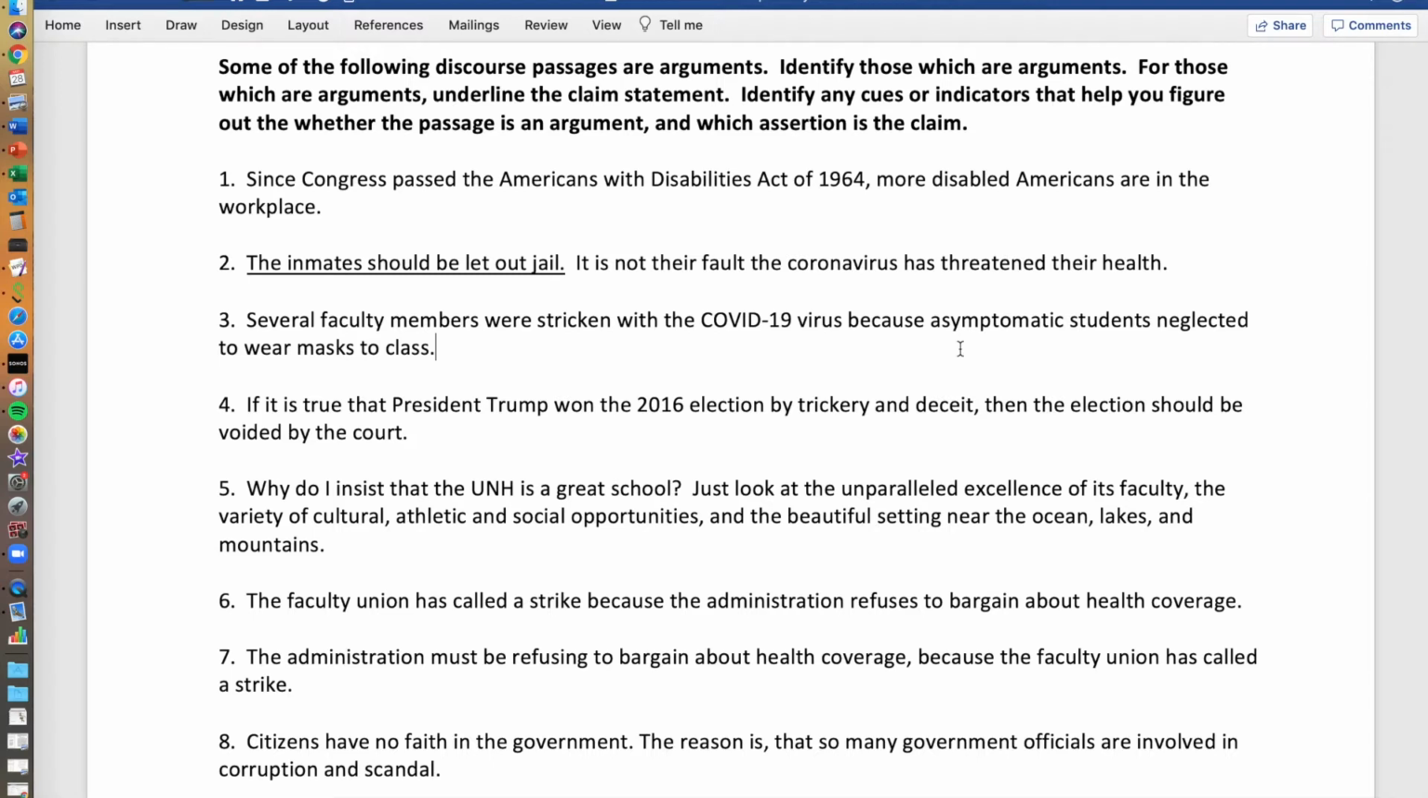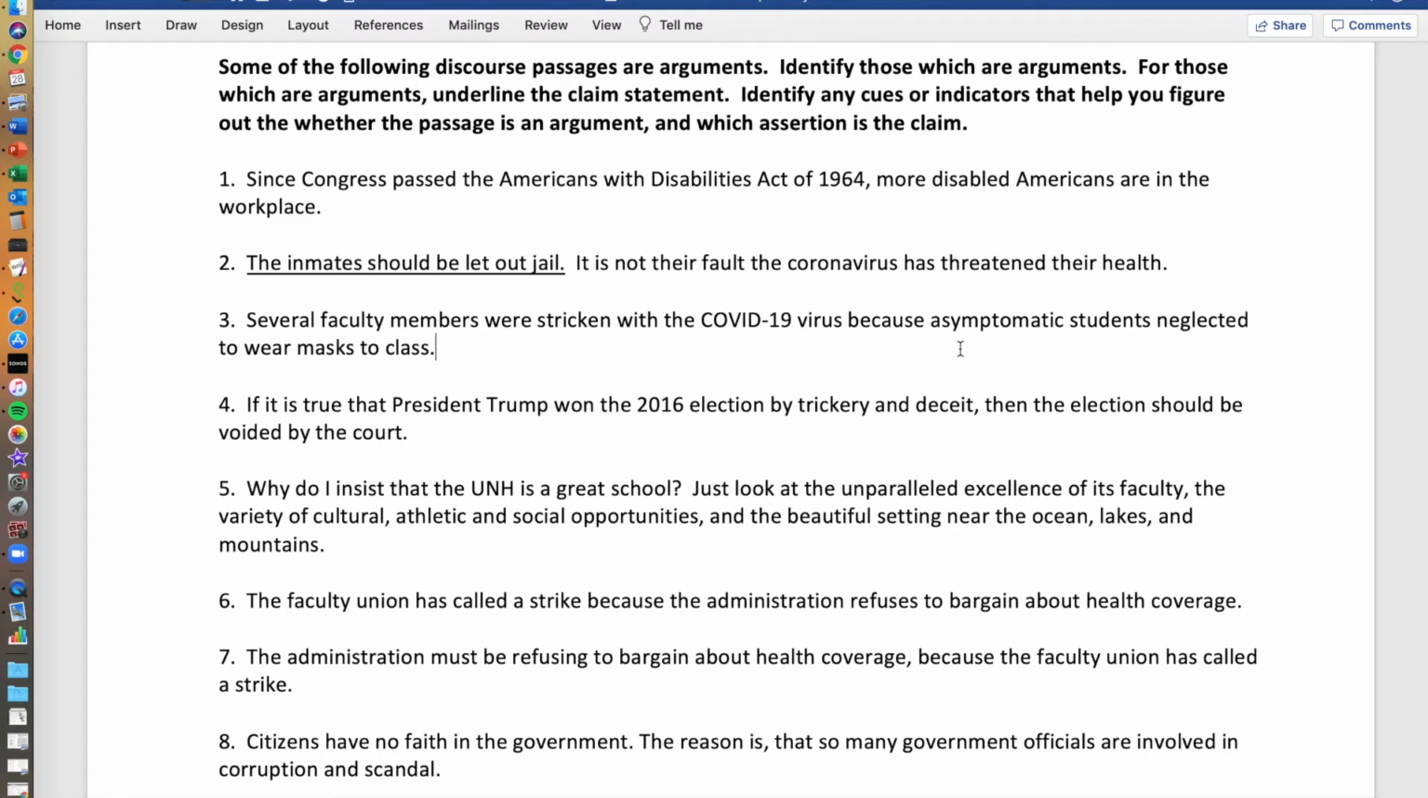Number 4, if it is true that President Trump won the 2016 election by trickery and deceit, then the election should be voided by the court. Now, in this case, it seems like this might be some kind of a political argument, and it seems to have two parts to it. We have if President Trump won the election by trickery and deceit, and we have the part, the election should be voided by the court.